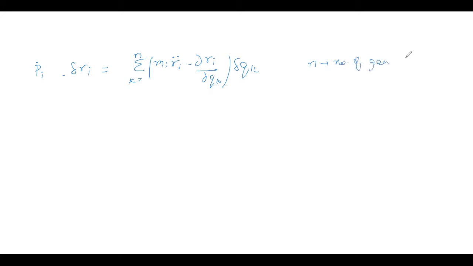And then we have derived some equations like for the second component we have pi dot delta ri. This we have got as a sum, k equal to 1 to n, mi ri double dot delta ri by delta qk and delta qk. So here I am using this small n. So this represents the number of generalized coordinates.